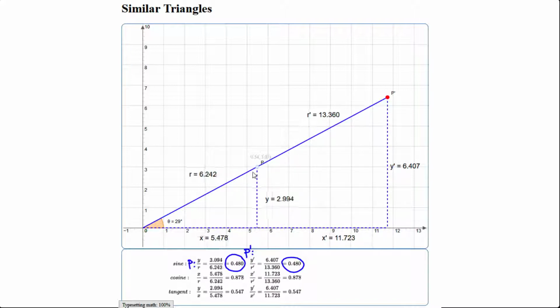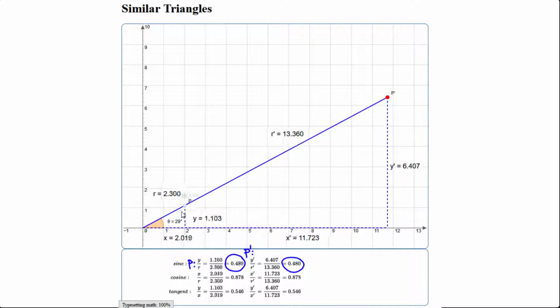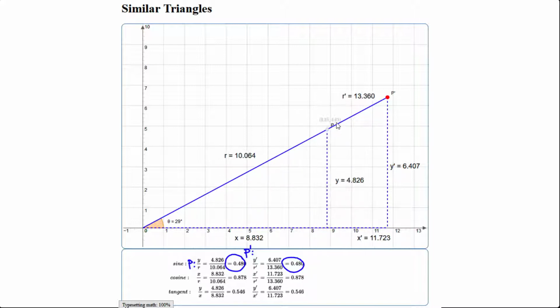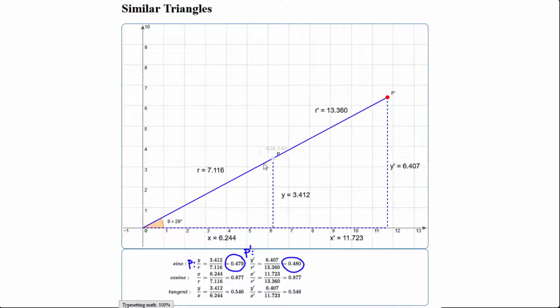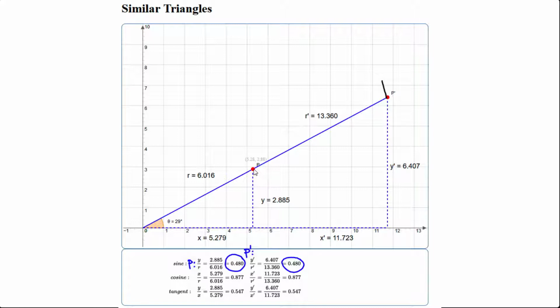So if you just watch the different values of sine as I slide this point along, for this angle measure of 29 degrees, the value of sine is always about 0.480. Similarly, cosine is about 0.877 and tangent is 0.547. The only way to get those to change is to move point P, and it's having a difficult time determining what I want to move and what I want to draw.